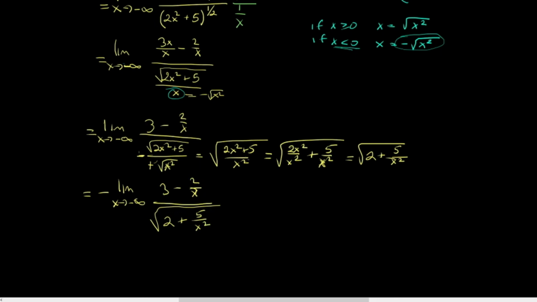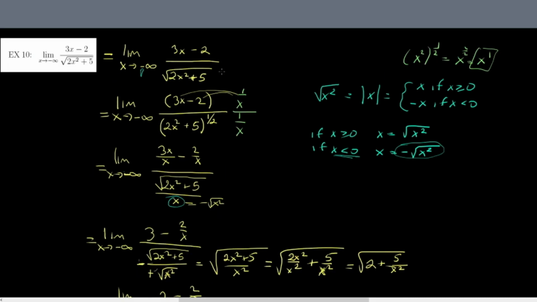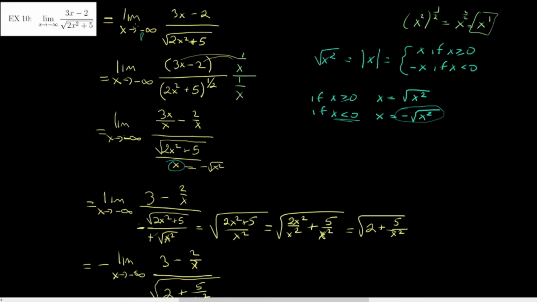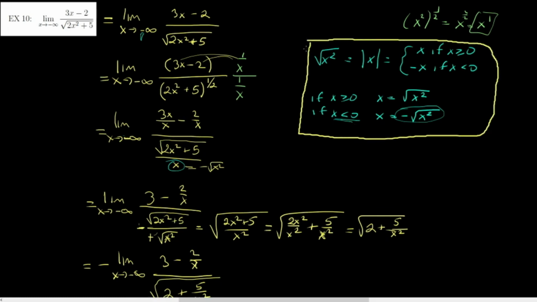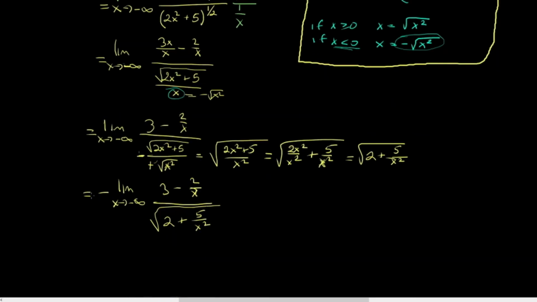So, okay, that was a lot of algebra. Let's just take a deep breath here and look at where we've been. We're calculating this limit, and the first step is to figure out what to multiply top and bottom by, in this case 1 over x, right? And the tricky thing here is you have to realize that because you're going to negative infinity, we're not changing x to the square root of x squared, we're changing it to negative square root of x squared. Okay, so that's where we get this negative sign in front here, right?